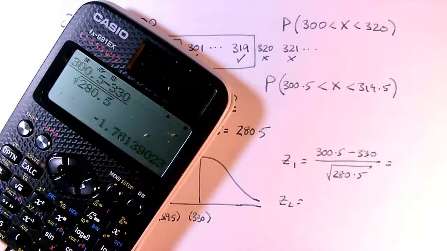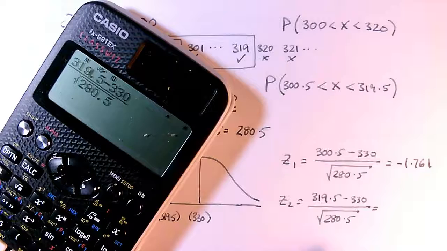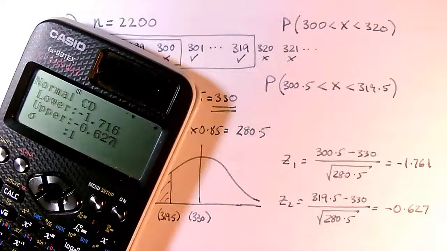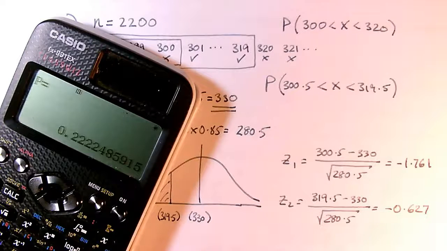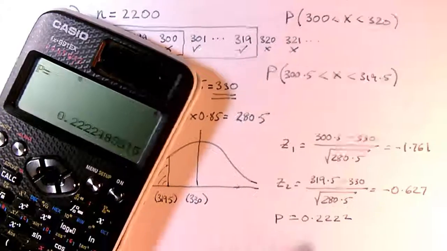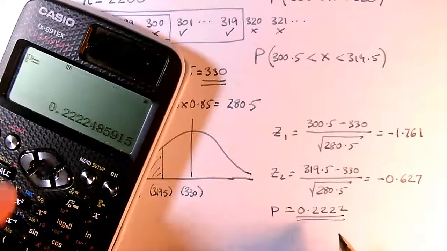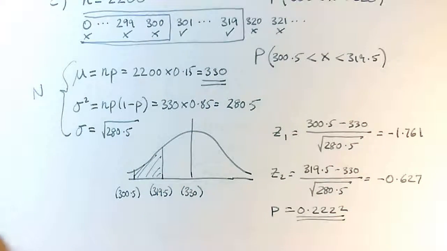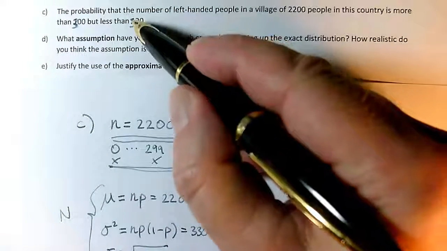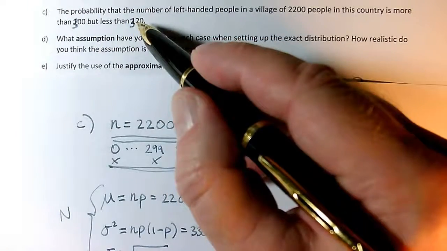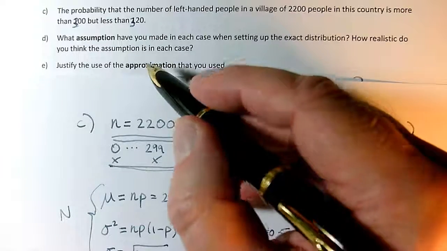There's z1, and it equals minus 1.761. And for z2, we get minus 0.627. Using those as my lower and upper, I get my probability of all the 2's. Double underline it, and that's my answer to part C. This is the correct part C, not the way it was originally printed. Hopefully this is right in your booklet. Okay, it won't be long to finish this now.